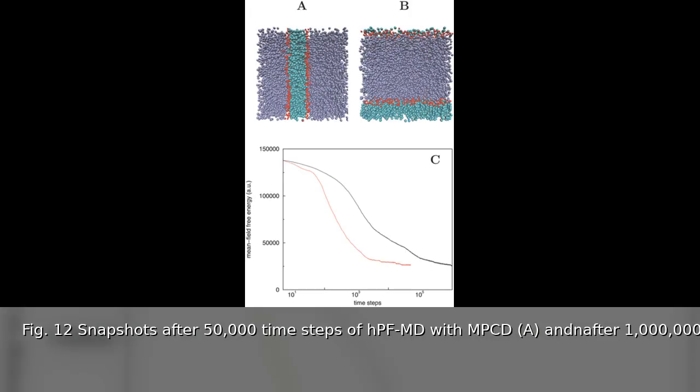Figure 12 compares simulation snapshots from hybrid particle field molecular dynamics using two different thermostating and hydrodynamics approaches, MPCD and Anderson thermostat. Panel A shows results after 50,000 time steps using multi-particle collision dynamics, MPCD, which introduces collisions among particles and long-range hydrodynamic interactions.